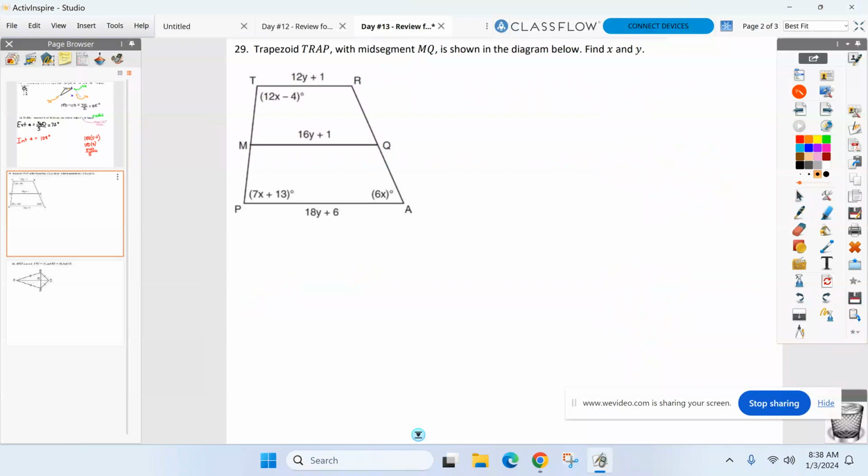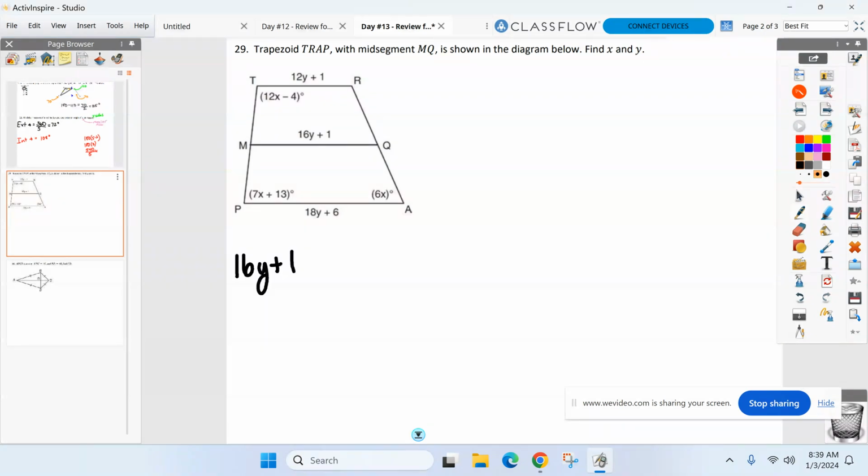All right, we got just a trapezoid. Notice I did not put the word isosceles in front. Just trapezoid. That's it. Not isosceles, just a trapezoid. Mid-segment MQ. All right, so let's start right there. Mid-segment, 16y plus 1. And I know this is not on your properties, so we're going to have to dig deep.